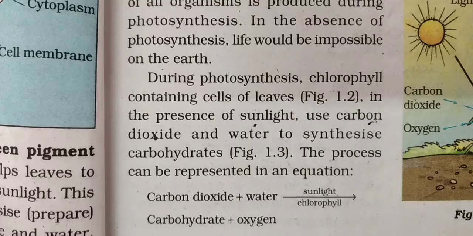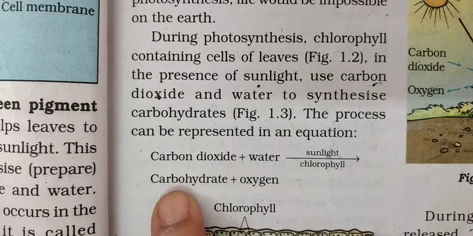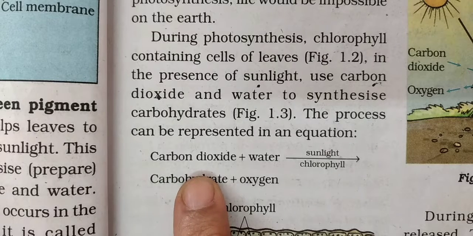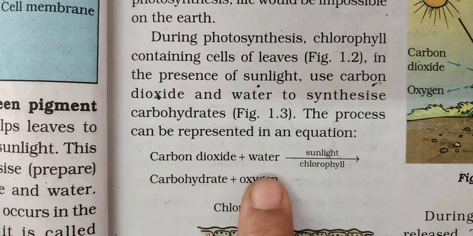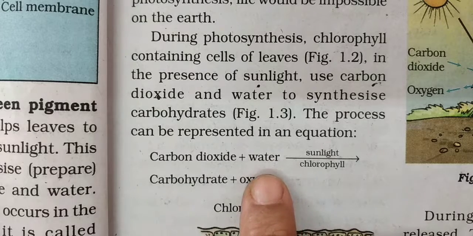And what is the product after the reaction? You can see carbohydrate plus oxygen. Carbohydrate, which is food, is partially transported to different parts of the plant, and the rest is stored in the leaves. And the oxygen which is produced is transmitted out through the stomata, the tiny pores present in the leaves.